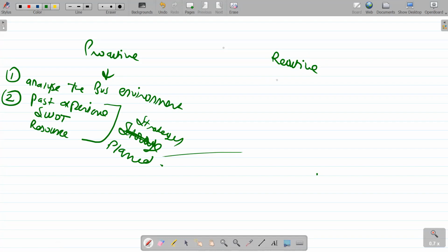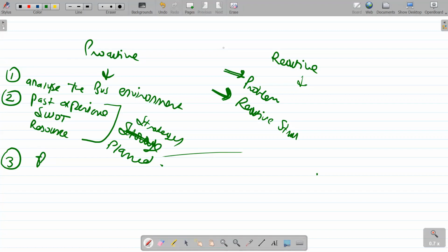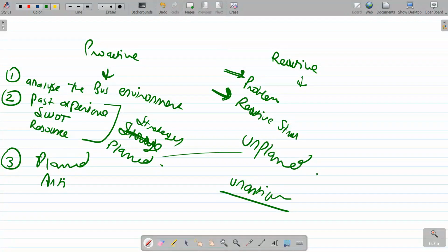Okay. And what is reactive? Reactive strategy means in the middle of your journey, you faced some problems, guys. So to counter these problems, you have made a new strategy. And that new strategy was reactive strategy. Third point, proactive strategy is a planned strategy, and this is unplanned strategy. This is anticipated strategy. This is unanticipated strategy. I hope I am very clear.